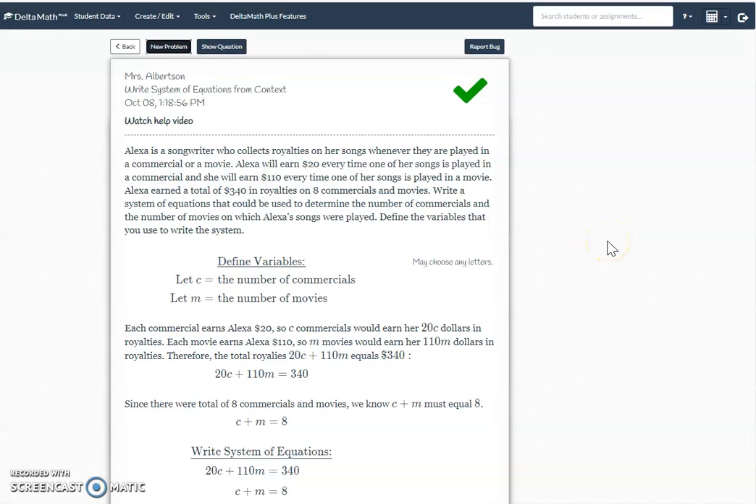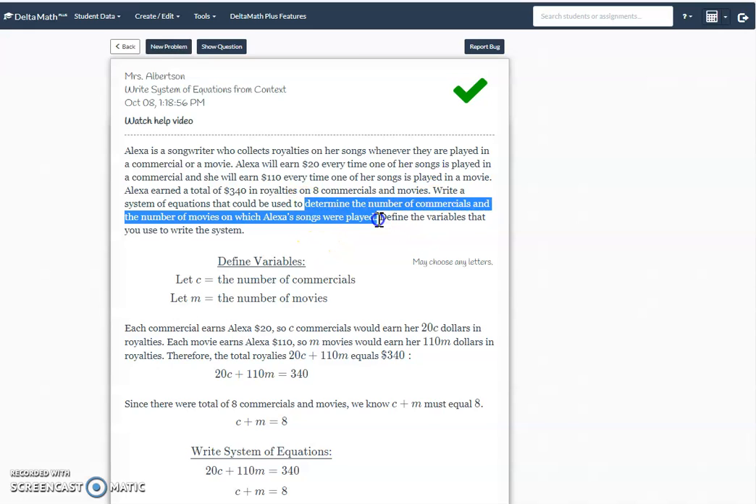Nice job. All right, hopefully that will get you somewhat started on how to set up your equations. Remember that you want to look at what you're being asked to find. This one was determine the number. It should be very clear what you're being asked to find. And that's how you know what your variables should be.